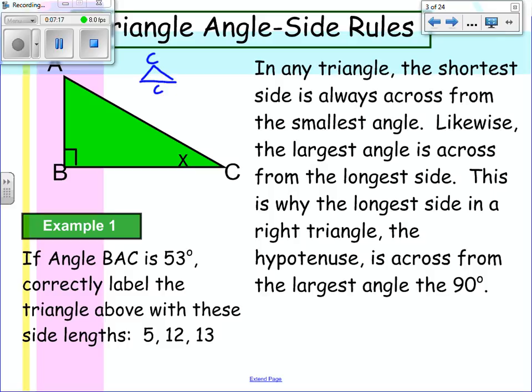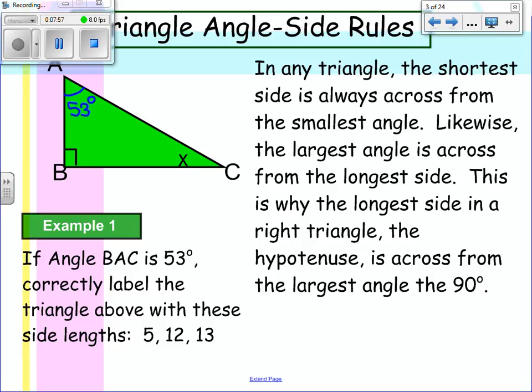Rule of thumb, bigger angles make bigger side lengths. Smaller angles make smaller lengths. So in this question here, it says if angle BAC, so where would angle BAC be on my triangle? At the very top would be right here. That's angle BAC, is 53 degrees. Correctly label the triangle above with these side lengths. So, you've got 3 side lengths, 5, 12, and 13.